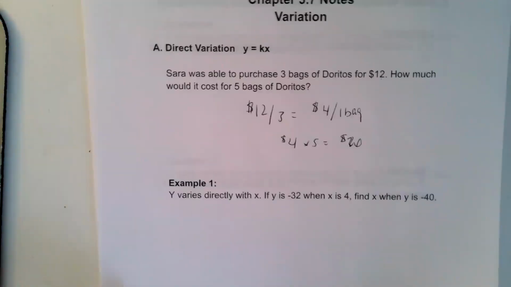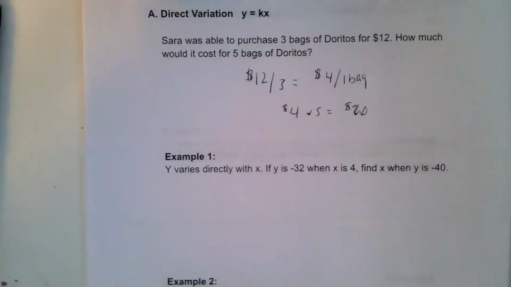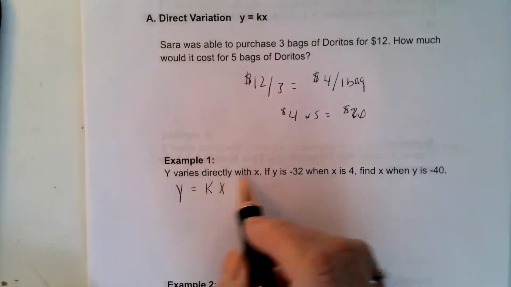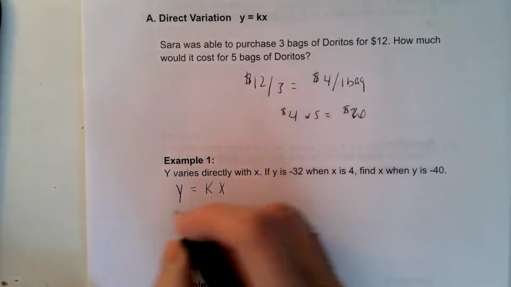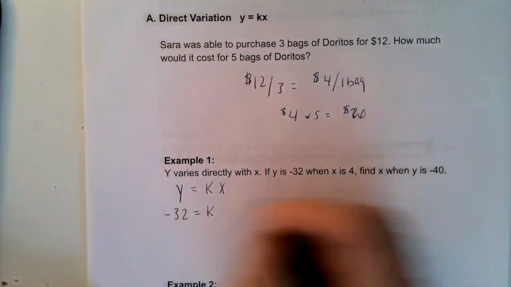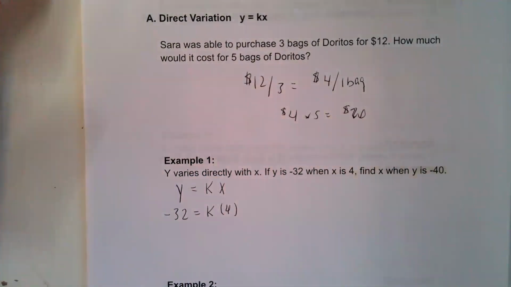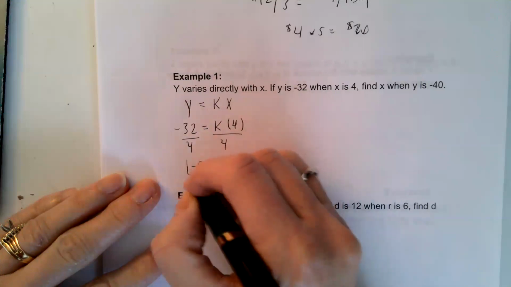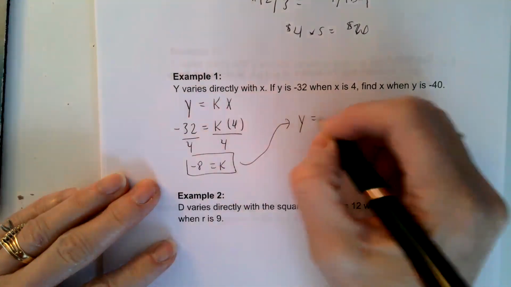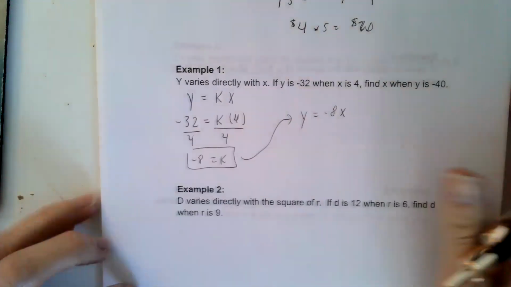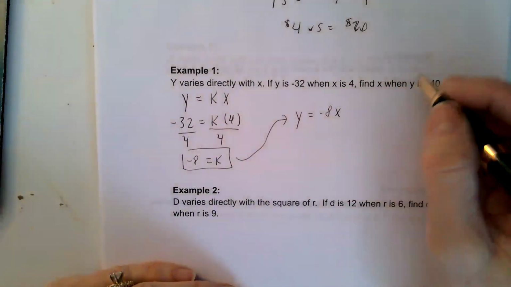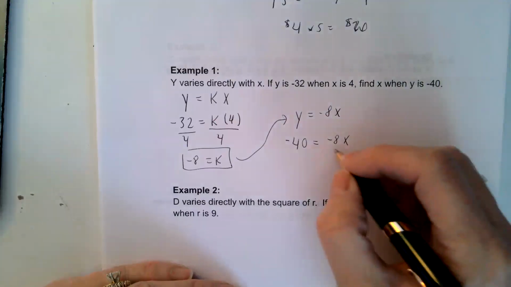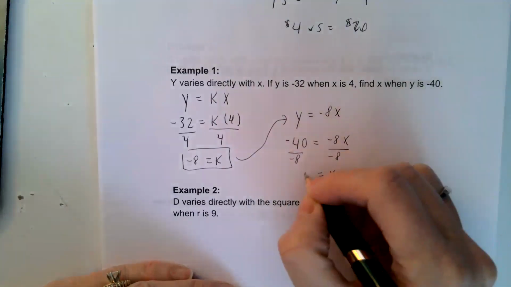But let's go ahead and look at a couple of direct. It says Y varies directly with X. So that means that Y equals K times X. Directly with X means that K gets multiplied by X. If we know that Y is negative 32 when X is 4, find X when Y is negative 40. So first we have to find K. If we divide by 4, we find out that K equals negative 8. And then that tells us this is our actual equation that we're going to use. K is our coefficient of variation. So then I know that when Y is negative 40, we can solve for X. If I divide by negative 8, we get X equals 5.